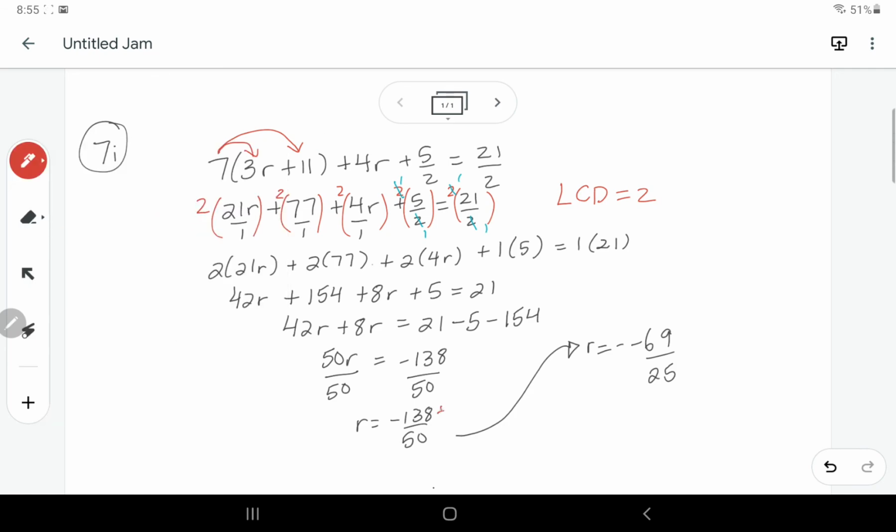But we saw that both of these were even, so we could reduce those. So that's how I would solve that. The answer is like negative 2 point something, like that's just as a decimal, but it's better form to leave it as a fraction.